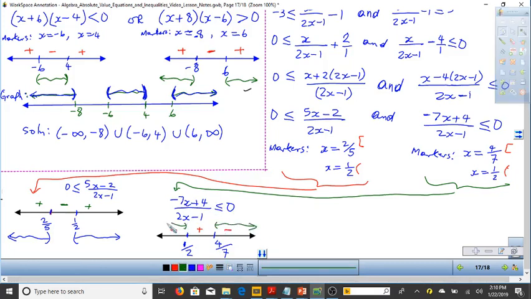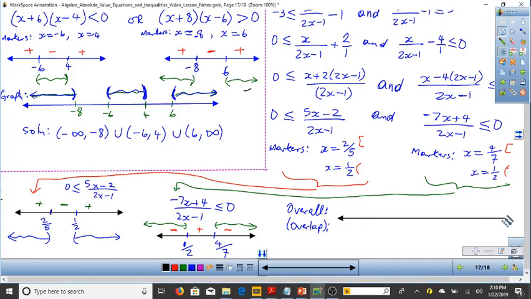Now for my overall solution, this one is a bit involved. You have to take it a step at a time. Overall solution is where they overlap because it's an and situation. So I'm going to draw the number line now and look at where they overlap.